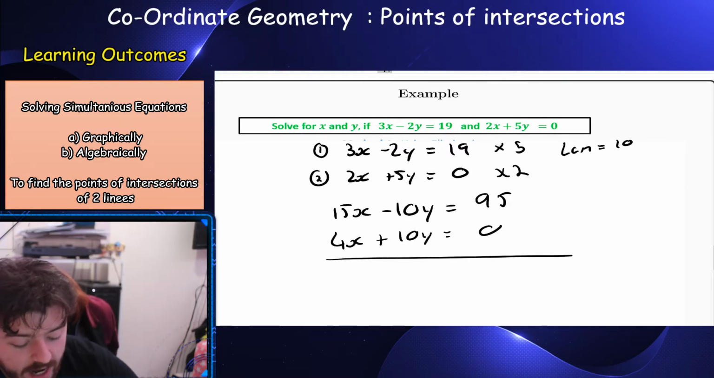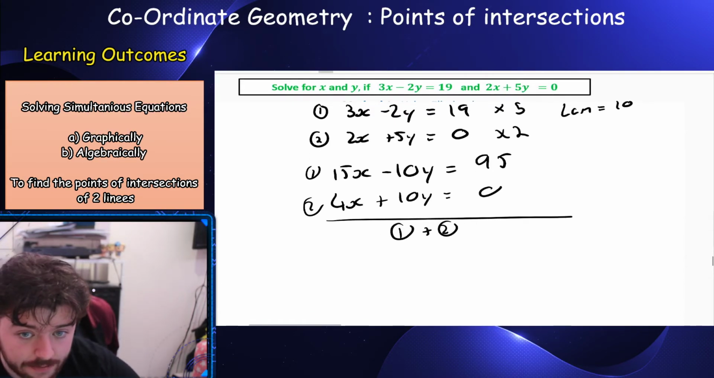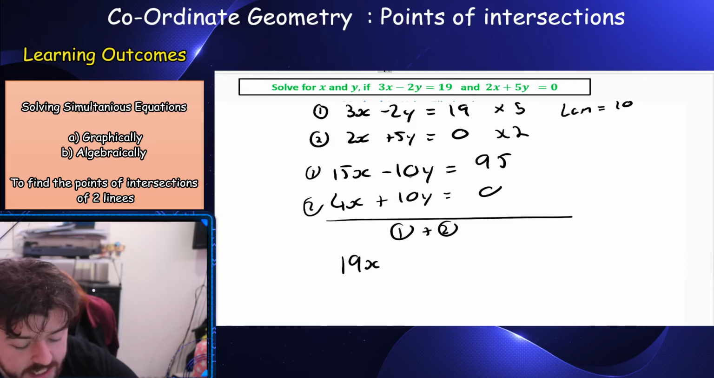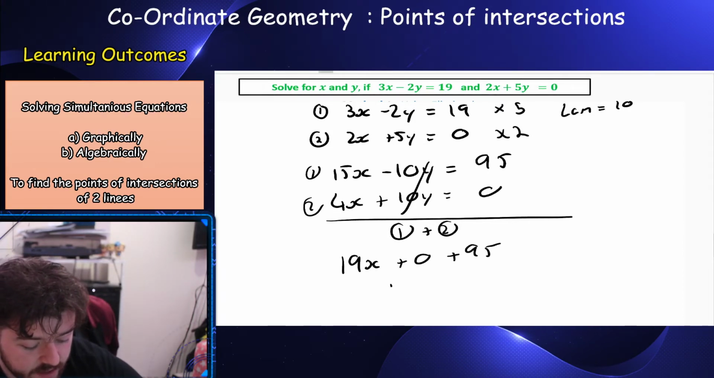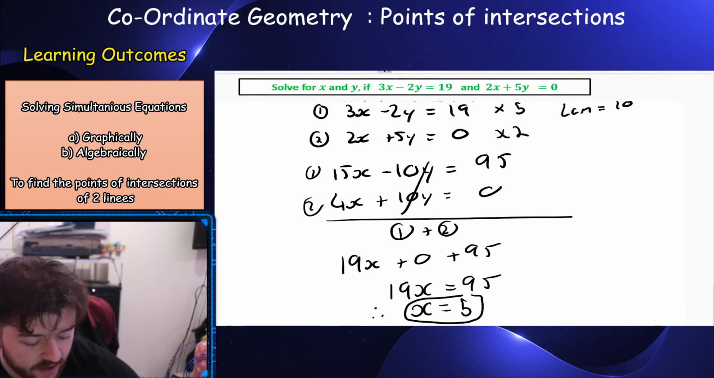Now, I'm going to add my two equations together. So 15x plus 4x is 19x. Minus 10y plus 10y, well, they're going to cancel out to be a 0. And then 95 plus 0 is 95. So I'm left with 19x equals 95, so x is equal to 5.